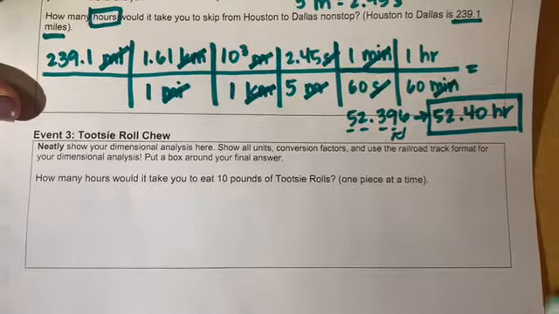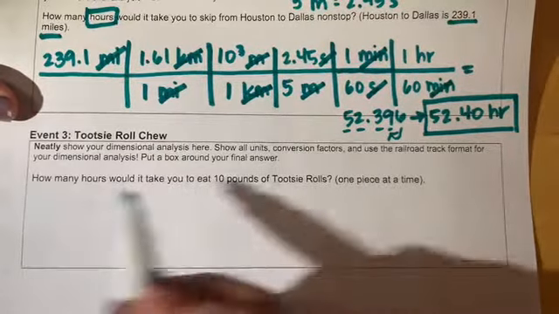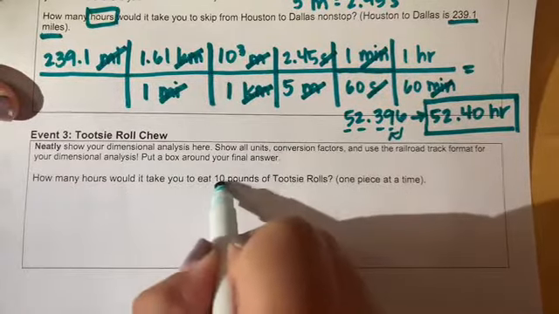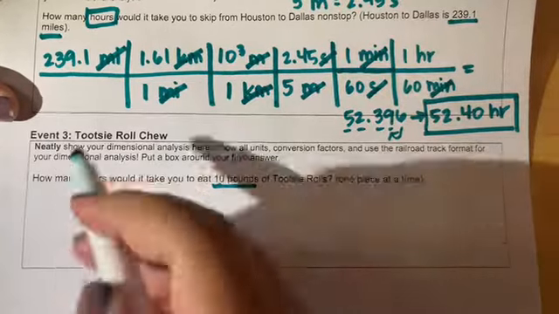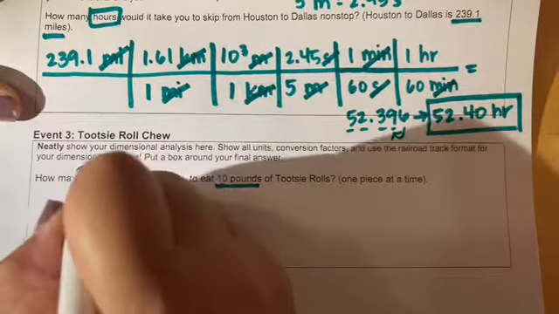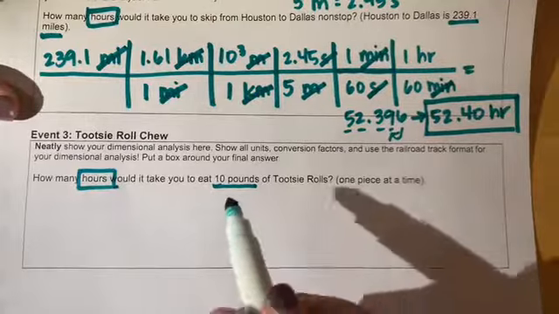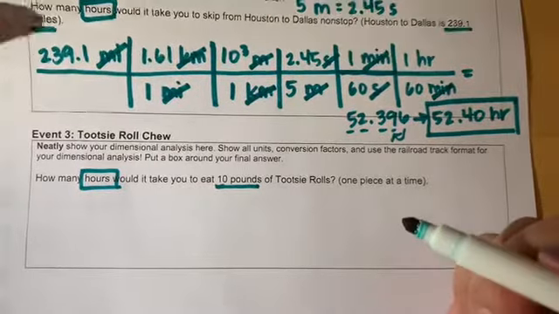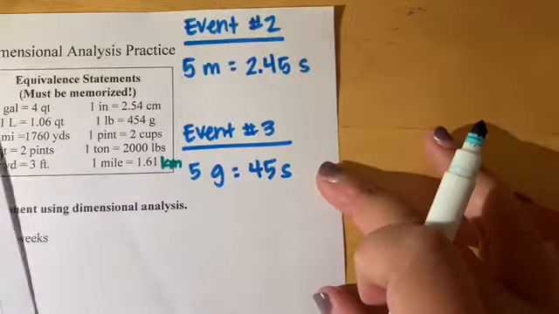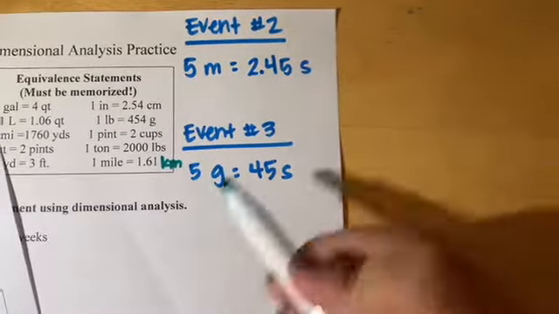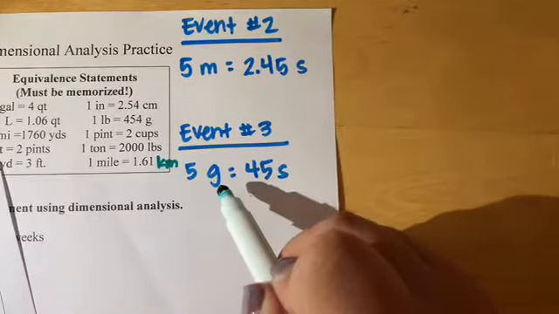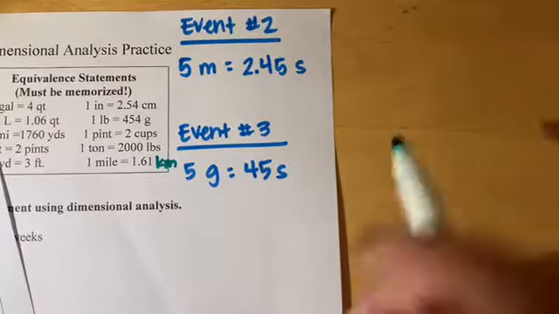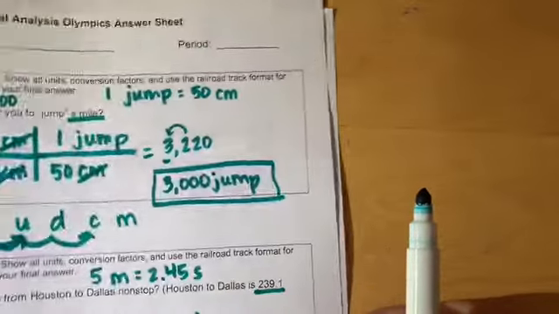Okay, so of course, start off with our given. Okay, we are given 10 pounds and we are asked to look for how many hours. How many hours is it going to take us to eat 10 pounds of Tootsie Rolls? Okay, but of course we didn't eat Tootsie Rolls, we ate Starburst. Okay, and from your event, you should have calculated that our Starburst weighs 5 grams and it took me 45 seconds to eat that Starburst.